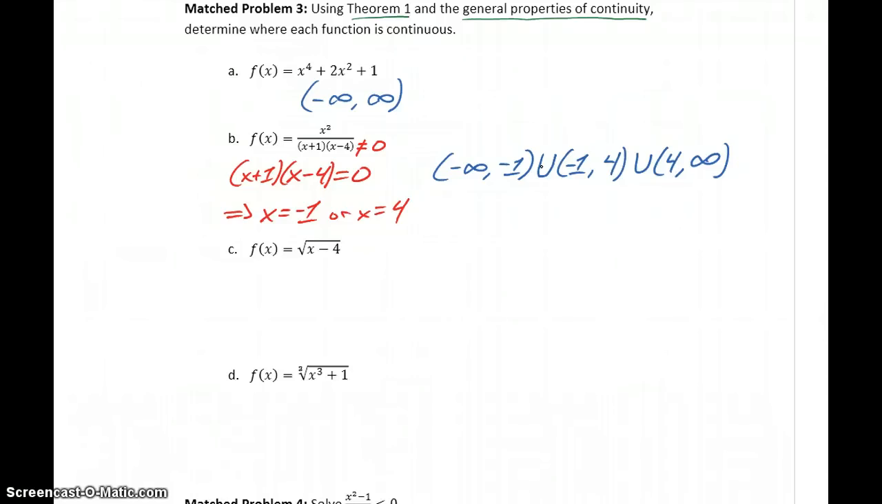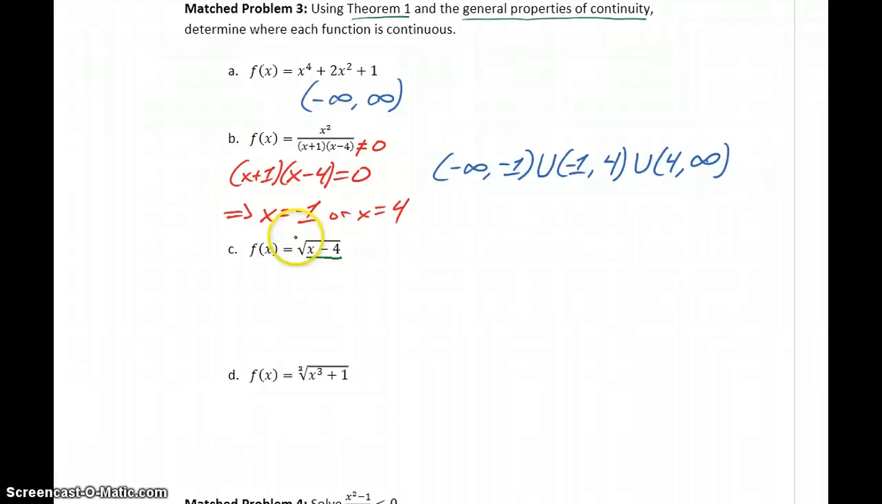In part C, what we're dealing with is a radical function. We have the square root of x minus 4. So anytime we have a radical function, what we want to actually do is consider that interior function. So in this case, we're taking the square root of x minus 4. X minus 4 is a polynomial, so that function is continuous everywhere.